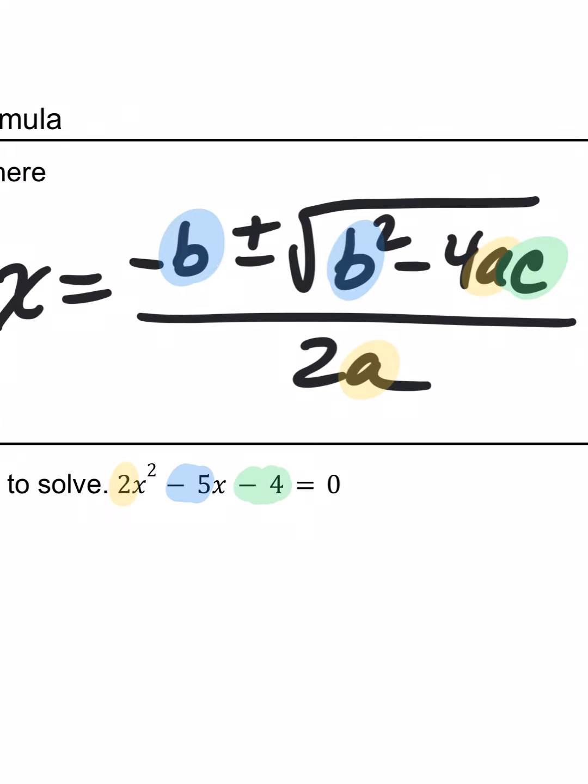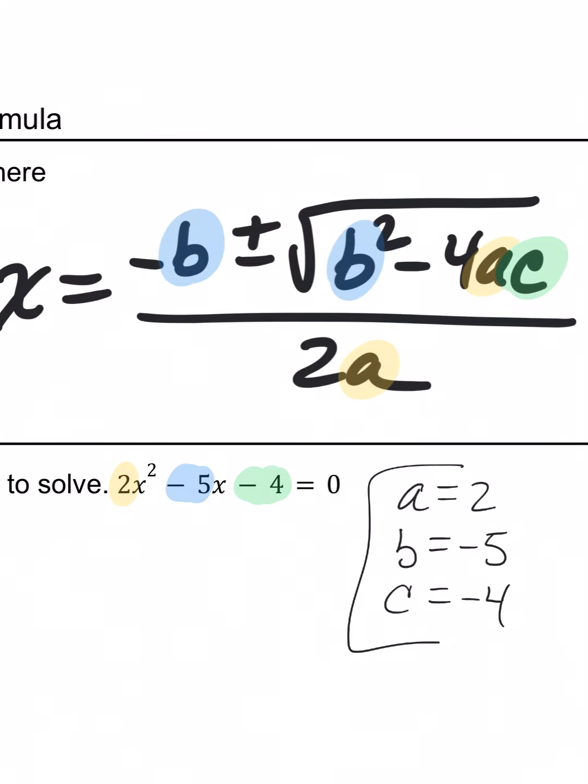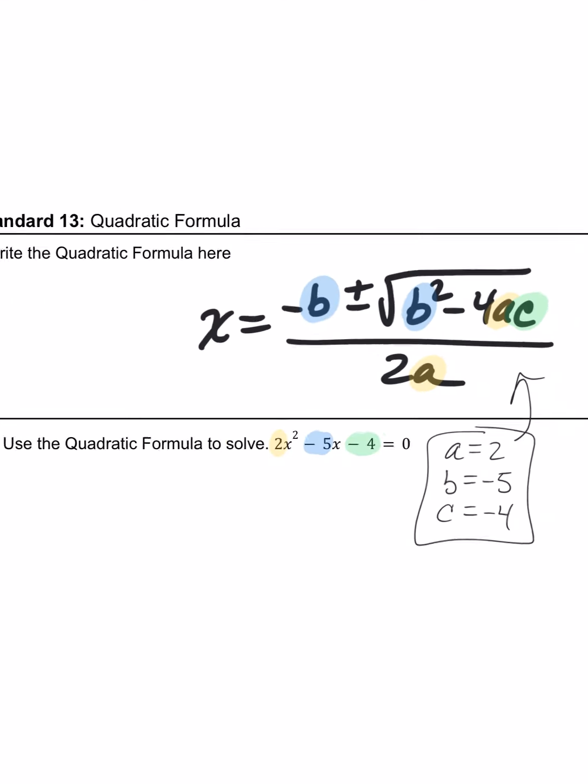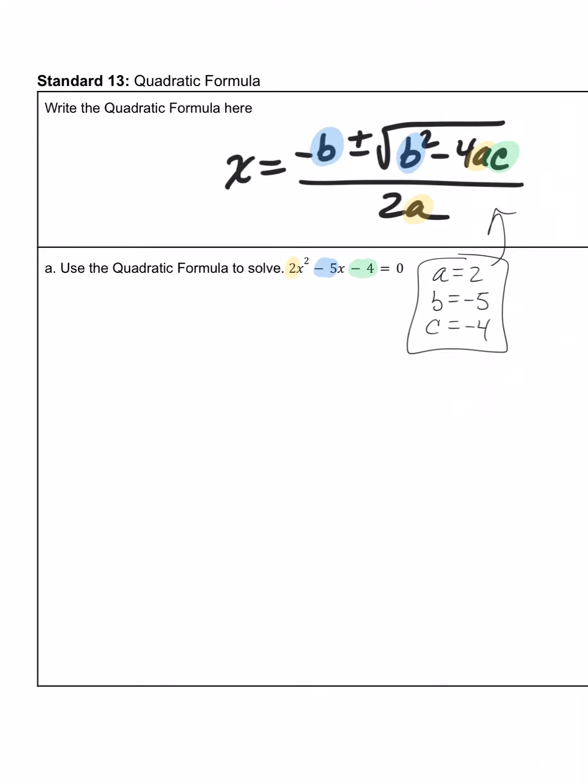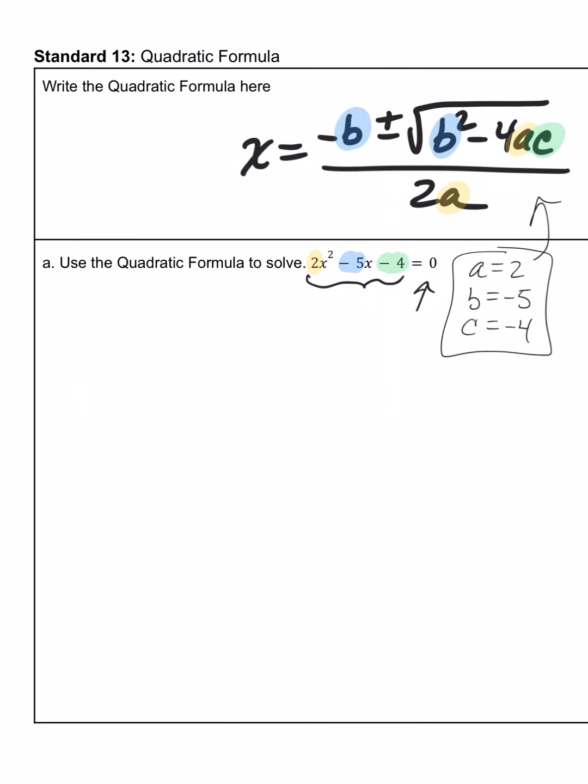So what we see is that the values are a equals 2, b is -5, and c is -4. We're going to put these values inside and solve. And what that does is it finds our solutions. We don't have to factor and solve the equations. We can actually just use this. If we want to see where the cannonball hits the ground, we can use these values here. So let's put it inside.